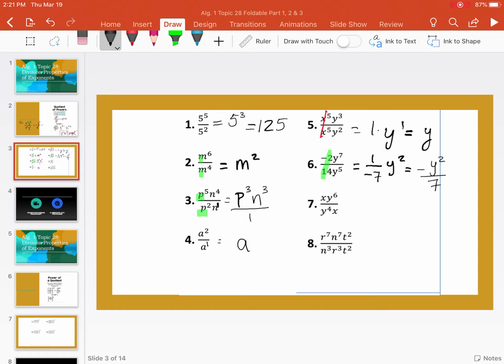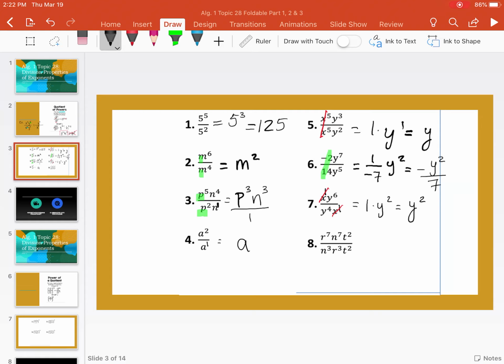Okay, next one. Sometimes we might get our variables and they're all jumbled up and not written in standard form. That's okay. So here we have x to the 1st, y to the 6th over y to the 4th, x to the 1st. Notice how we both have an x to the 1st, so those will reduce to 1. And we'll get y to the 6th over y to the 4th. Since they have the same base of y, we can subtract the exponent. 6 minus 4 is going to be y squared. So we just get y squared.